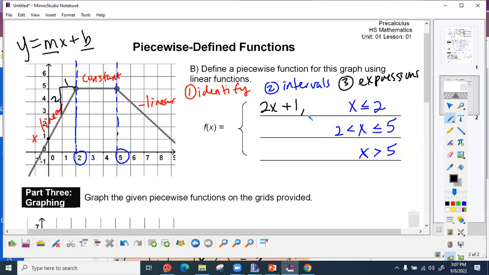Cool? Okay. Next, for our constant, what is the y value of our constant? 5. So constant is done. Remember, a constant is just a number. Y equals a number. And then lastly, our negative linear. So this one, we can find the slope, but do we know what our y-intercept is? No, so we're going to have to find that algebraically, okay? So the slope is what? We rise 1, run 1, so our slope is -1. So we know m equals -1.